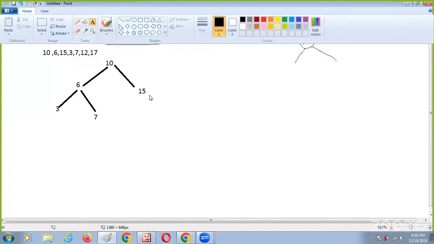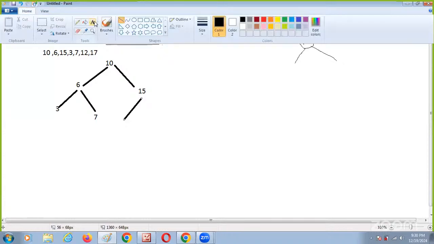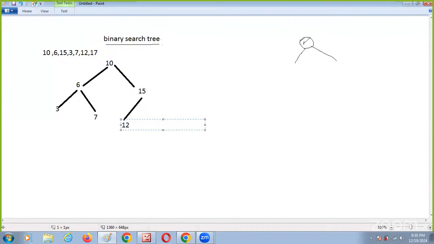Now again 15. After 15, now again 7 is there. Now where we are at 12. 12 means, is it greater than 10 or less than 10? It's greater than 10, and again 15. Next to that, is 12 less than 15 or greater than 15? It's less than 15. Less than 15 means you have to go to the left-hand side. So 15 is here, and 12 is here.